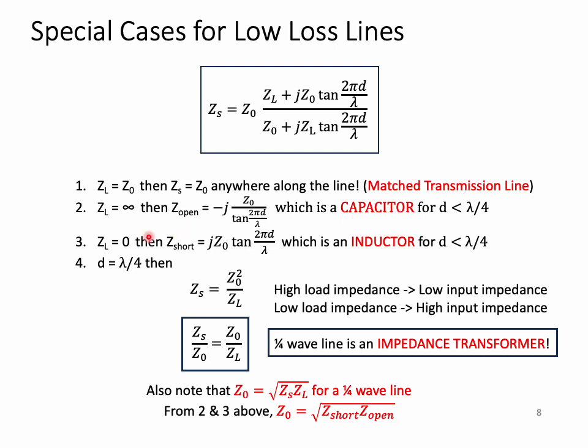Similarly, if I short the line and set ZL equals 0, then looking into that piece of transmission line looks like an inductor as long as D is less than lambda over 4. Note that the tangent function actually repeats. So this occurs not only for lambda over 4 or less, but also for 2 pi beyond that, and 4 pi, 6 pi, 8 pi, etc. So it keeps repeating itself.